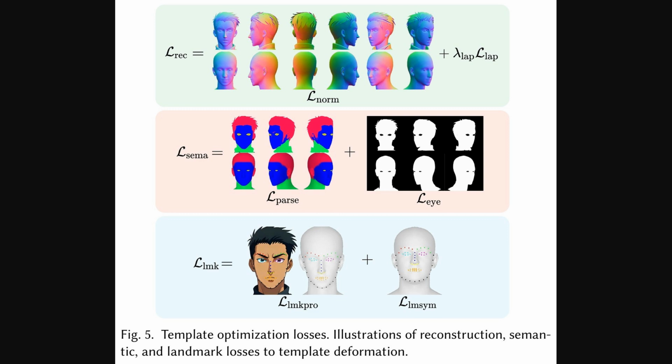Then we have the semantic loss, or LSMA. This uses predicted parsing maps, which are like segmented images showing which part is hair, face, and so on. And also eye masks, to ensure that corresponding parts deform correctly. And finally, the landmark loss, LLMK, uses key facial points to preserve the structure of features like eyes and mouth, and also helps maintain facial symmetry.